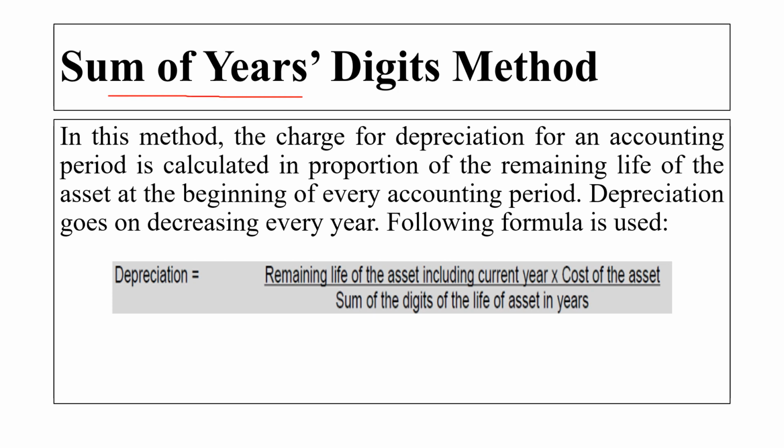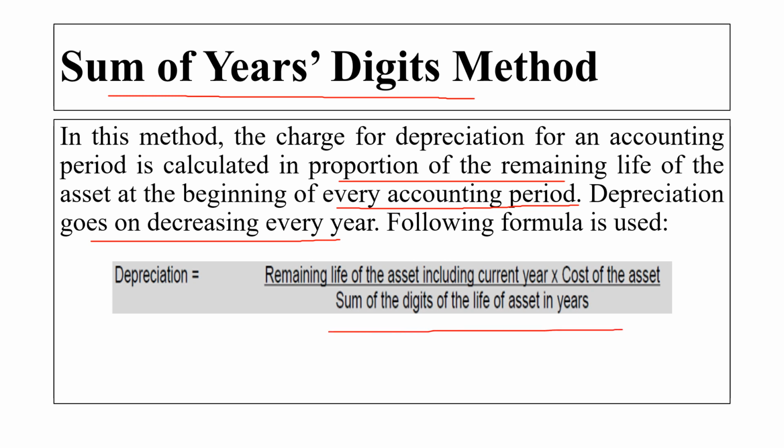Sum of years digits method. In this method, the charge for depreciation in the accounting period is calculated in proportion to the remaining life of the asset at the beginning of every accounting period. Depreciation goes on decreasing every year. The formula is depreciation equals remaining life of the asset including the current year, multiplied by cost of the asset, divided by the sum of the digits of the life of the asset in years.